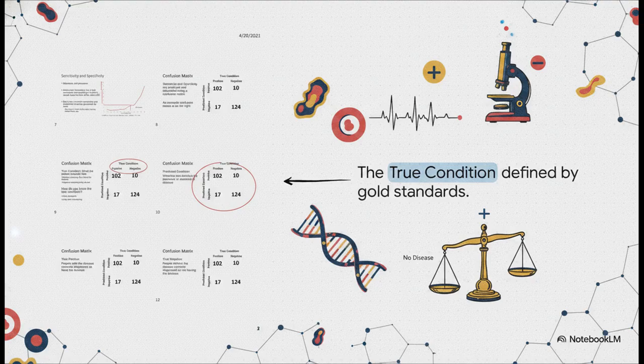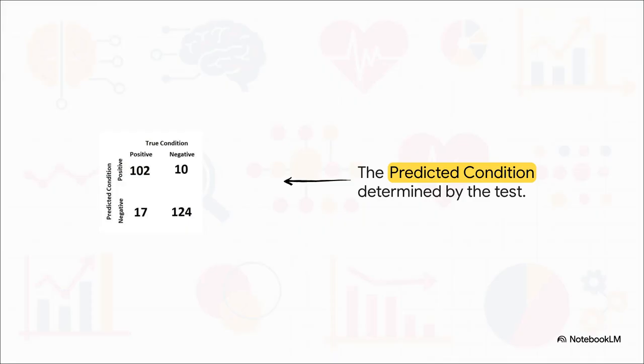Notice the columns labeled true condition. This represents absolute reality, what the patient actually has. And how do we know this true condition? Well, doctors use what are called gold standards, or they use long-term patient monitoring. A positive here means they definitely have the disease. A negative means they definitively do not. This is pure reality. But what's really interesting here is the predicted condition along the rows on the left.